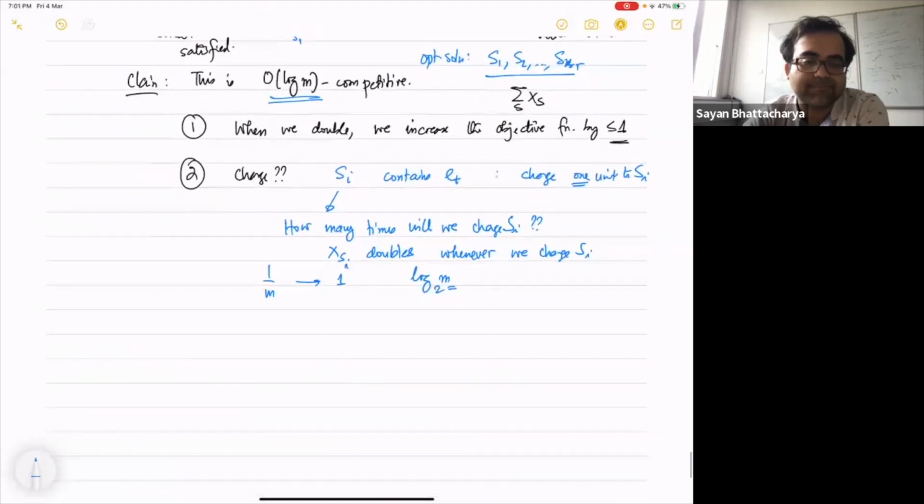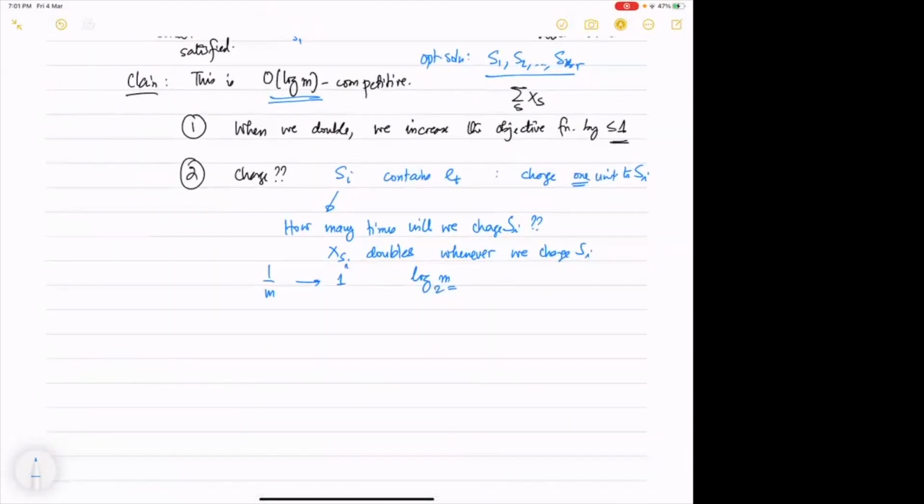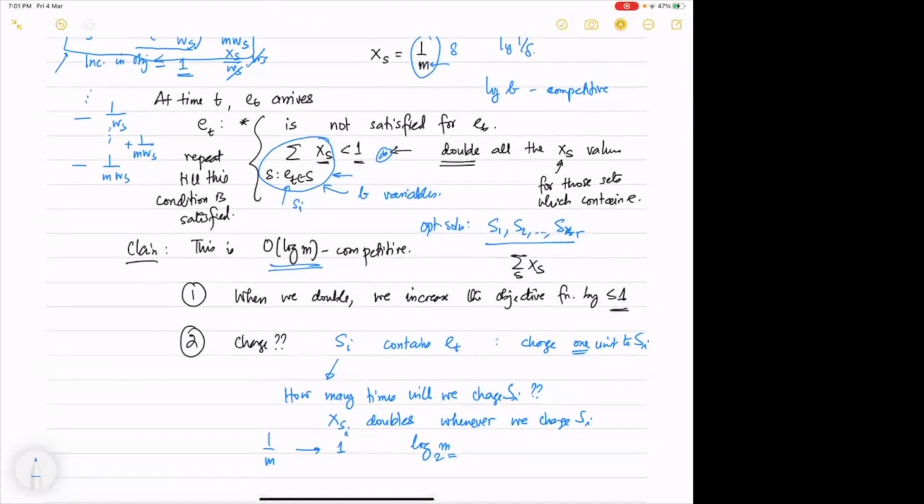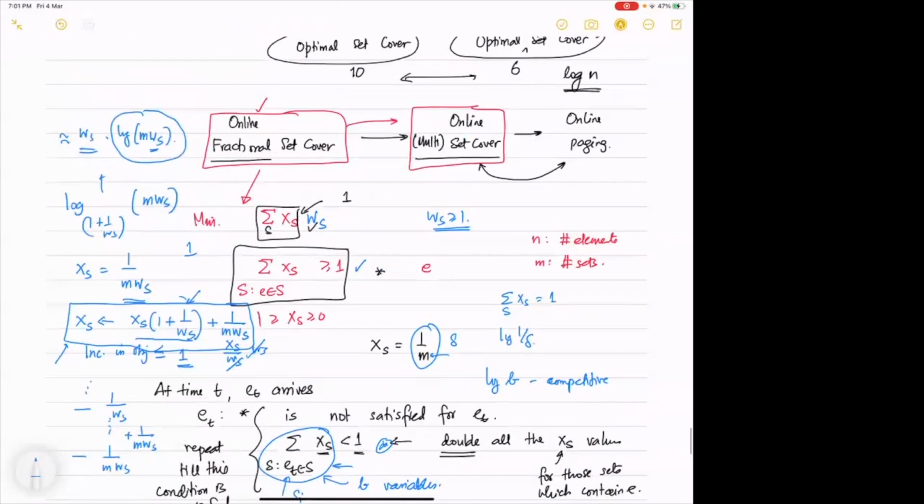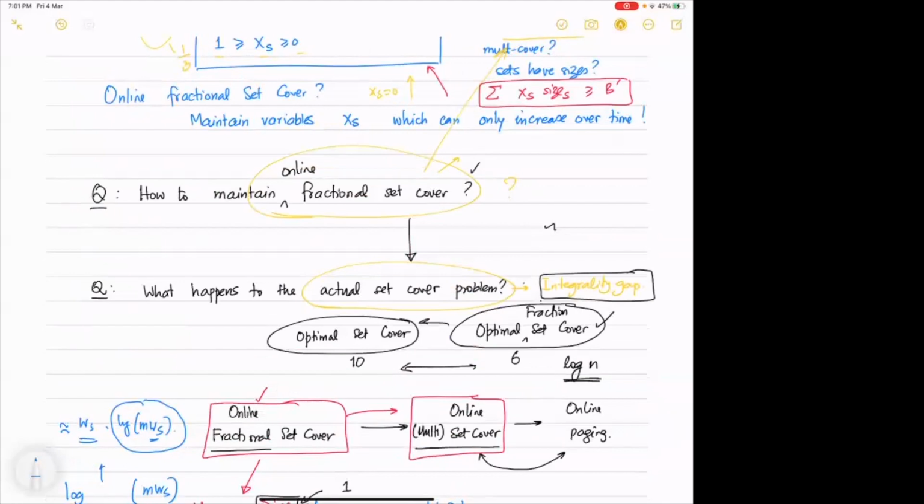I just wanted to say that for all the extensions that I talked about, very simple templates work. Very simple, very similar ideas work. But you have to be more careful about how you solve the online version. I didn't even talk about how you go from the fractional version to the actual version, right? How do you actually get to the actual set cover problem?